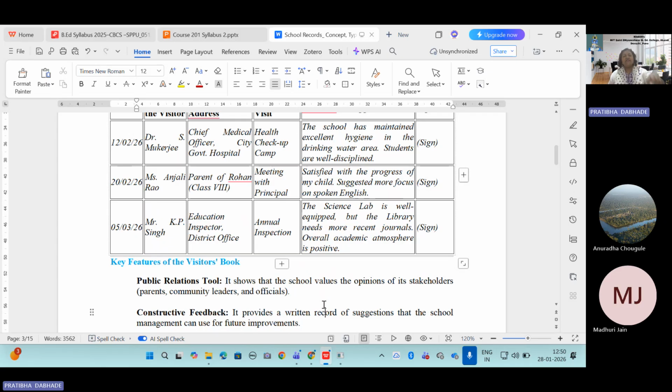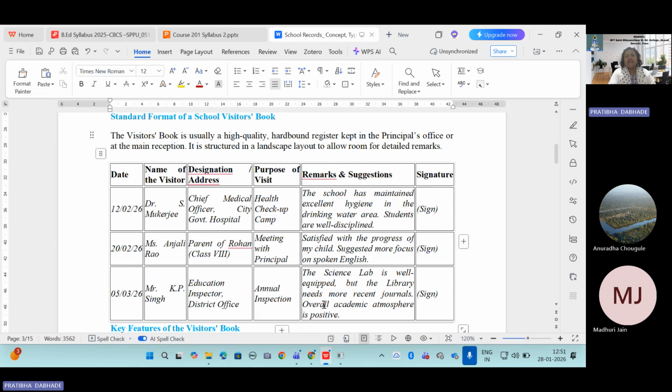But the register which is with the authority can be in the principal's cabin or in the office. Very important, meaning special guests or those who have come for someone, accordingly the remarks are given. Basically, this is for the improvement of the school. You can see here not only remarks but suggestions also, right?